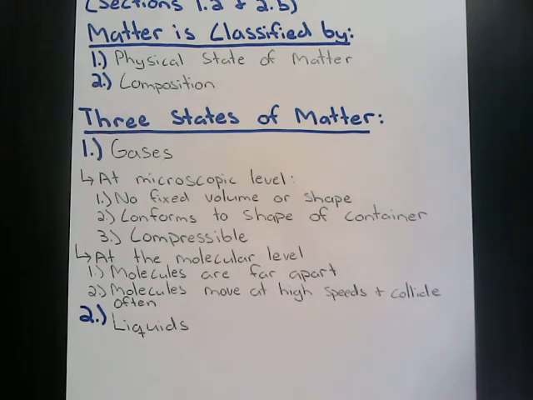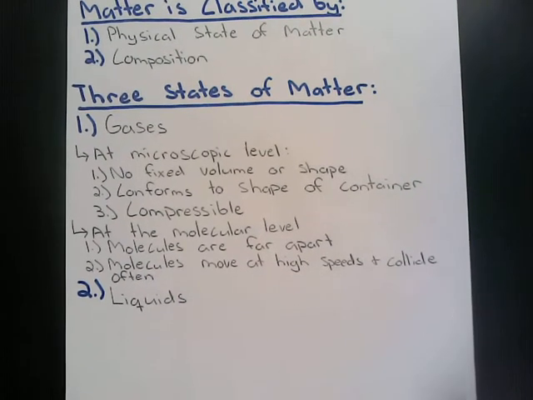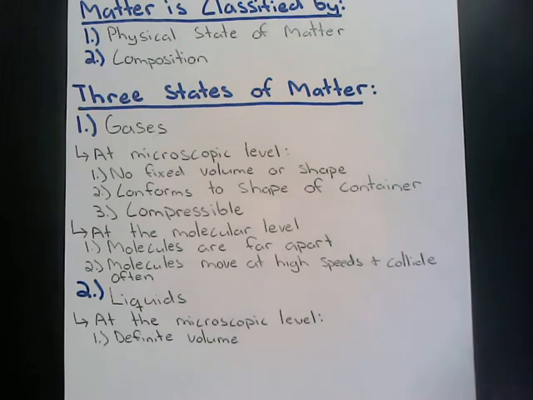And again, we're going to walk through first the microscopic level of liquids, and then we're going to move to the molecular level. So the microscopic level of liquids. Number one, this state of matter has a definite volume. The second thing for liquids is that they have no fixed shape. They're going to assume the shape of the container.